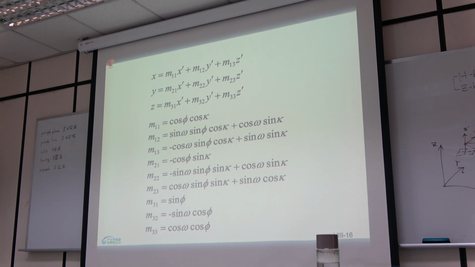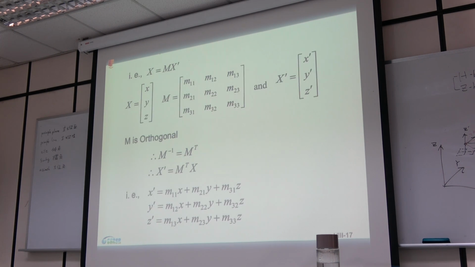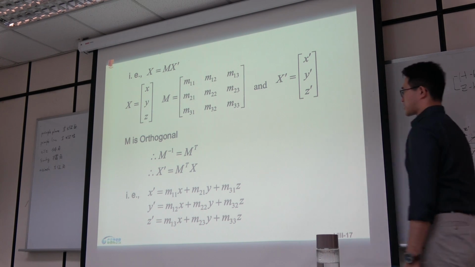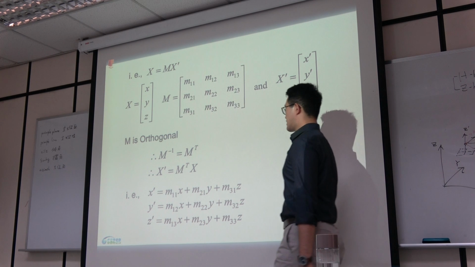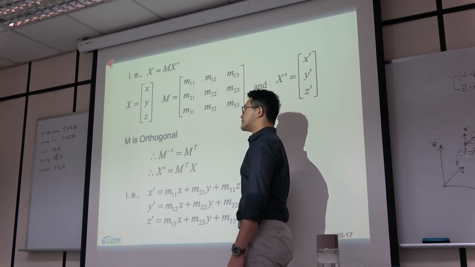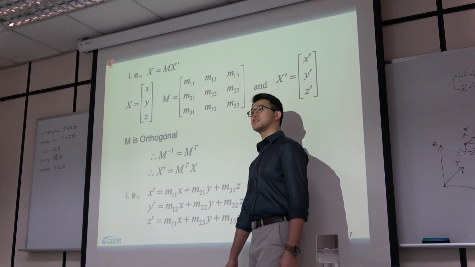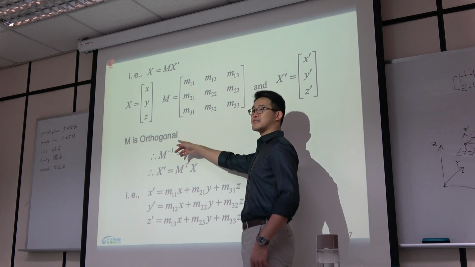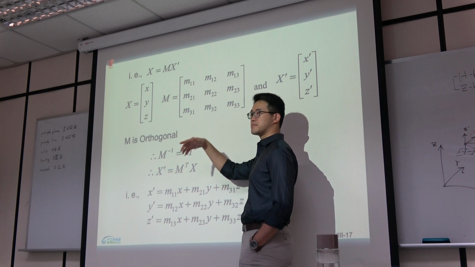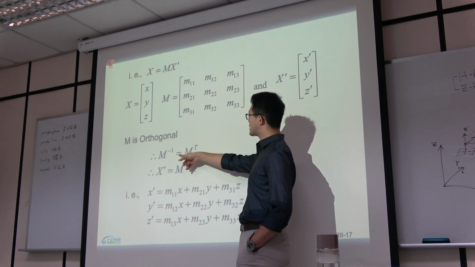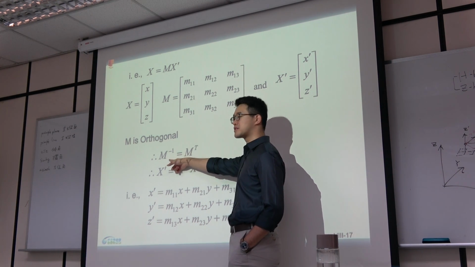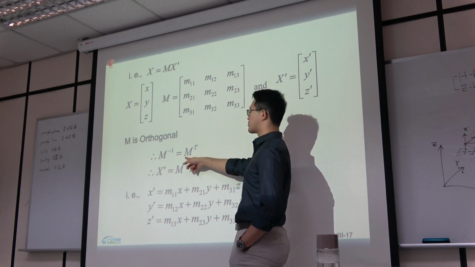Okay. Any questions? Oh, no questions. Then let's talk a little bit more about the rotation matrix. The rotation matrix, the M matrix, is orthogonal. Orthogonal is called 正交 in Chinese. This indicates that the rotation matrix has some special characteristics, which means that the inverse of the rotation matrix equals the transpose of the rotation matrix.